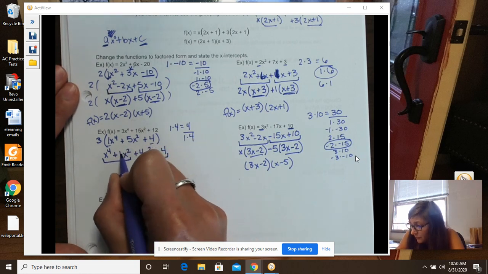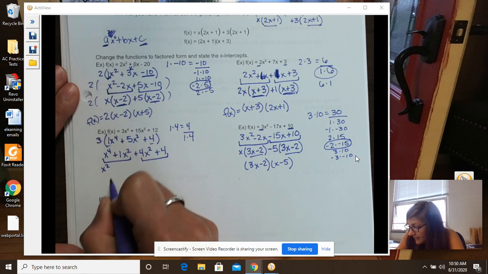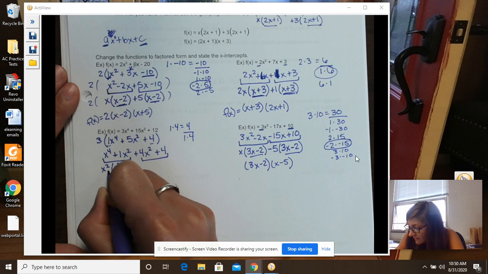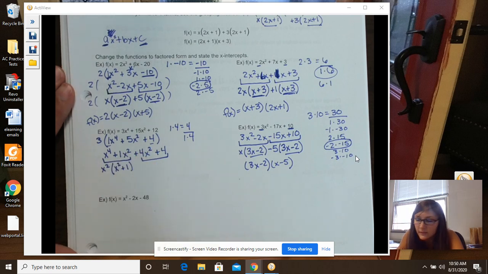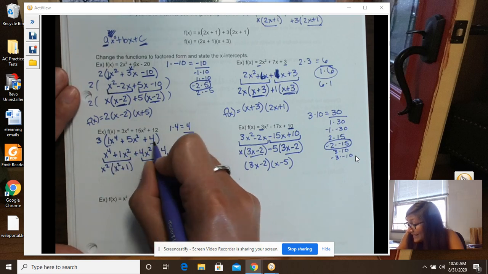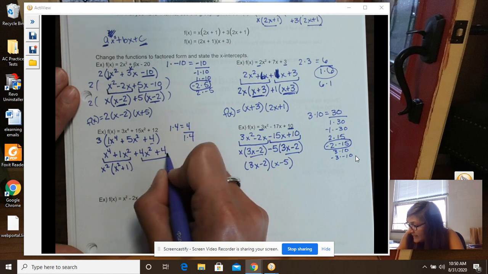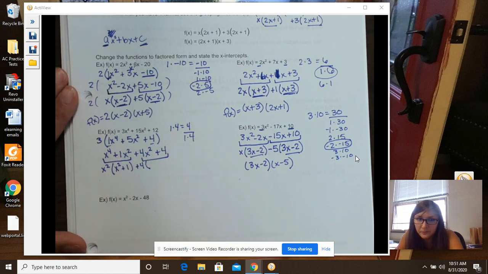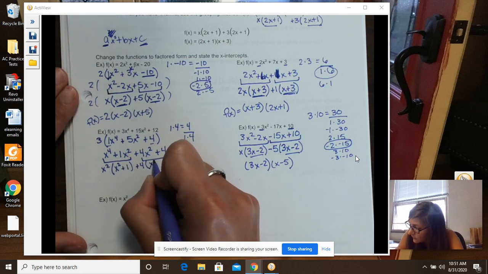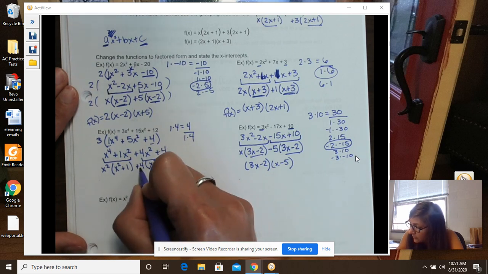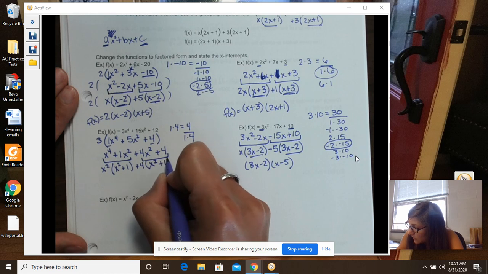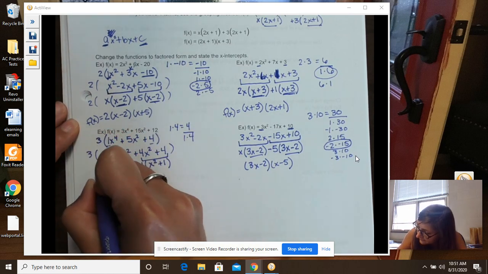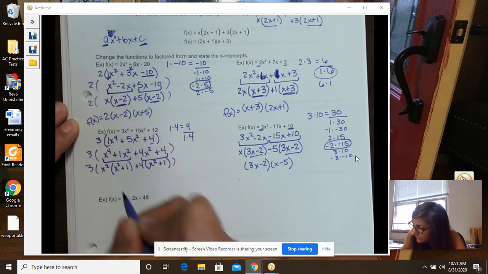GCF for my first group would be x squared. That would leave me with x squared plus 1 when I factor x squared out of each of those parts. And then for my second group, my GCF here would be 4. I can divide each of those evenly by 4. So for my first term, I would be left with x squared. And my second term, 4 divided by 4 would be 1. And then remember, we still have that GCF of 3 just hanging out in front here.